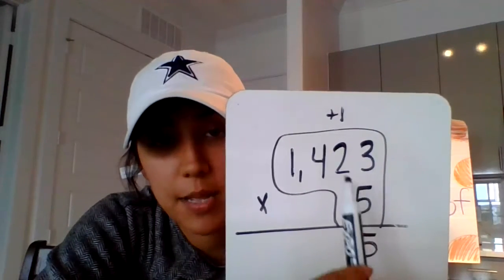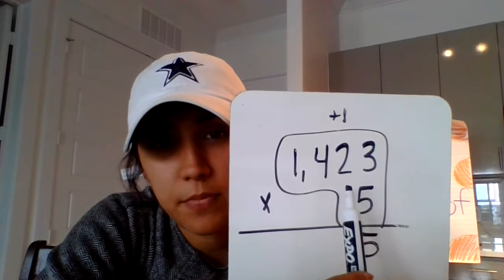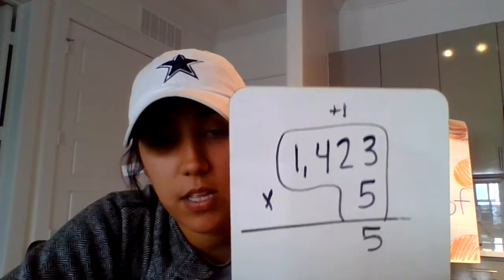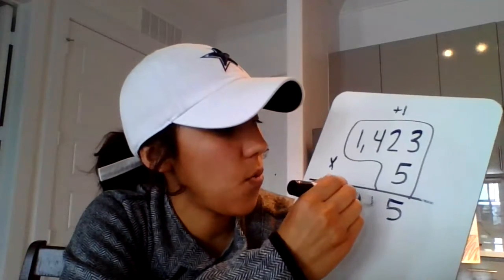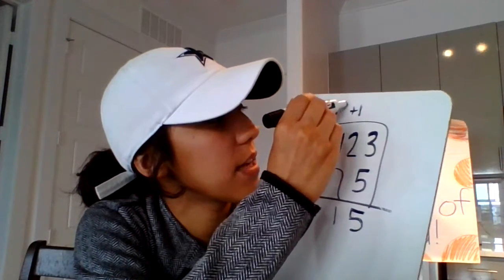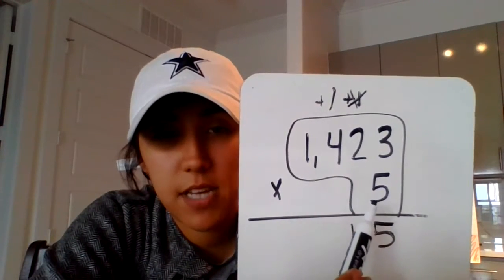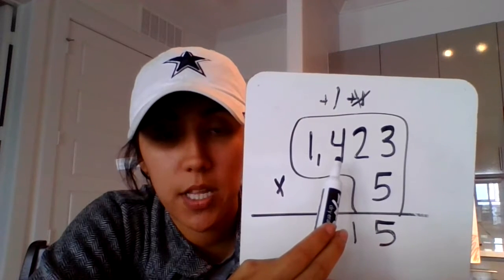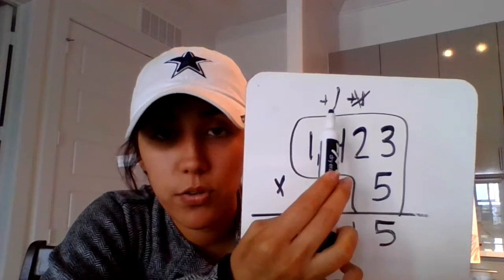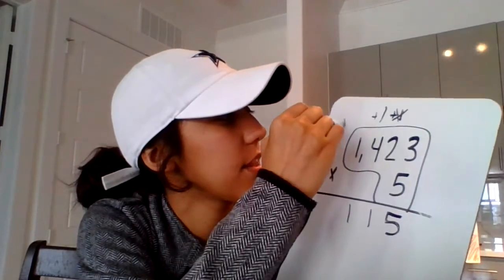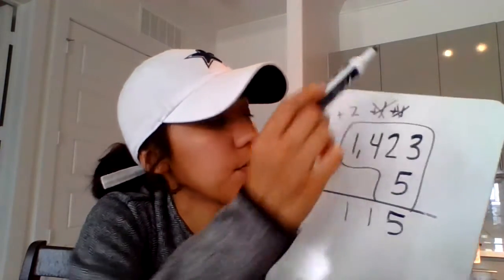Now 5 times 2. 5 times 2 equals 10, plus 1 equals 11. Drop the 1, carry the 1 onto the next place value. 5 times 4 equals 20, plus 1 equals 21. Drop the 1, carry the 2 onto the next place value.